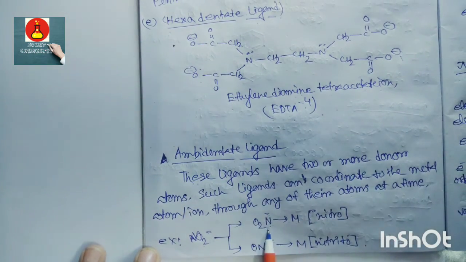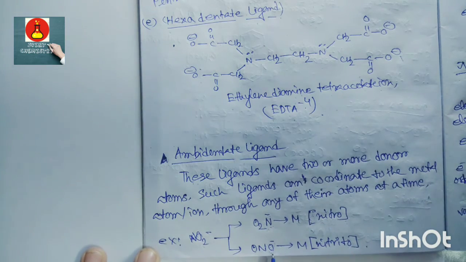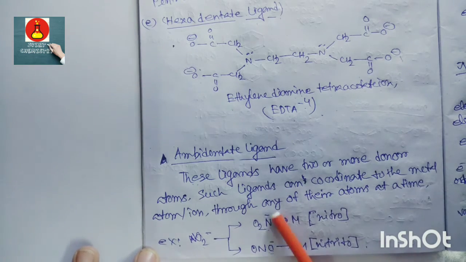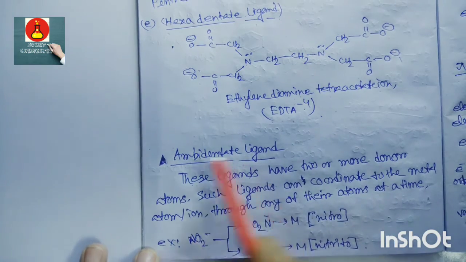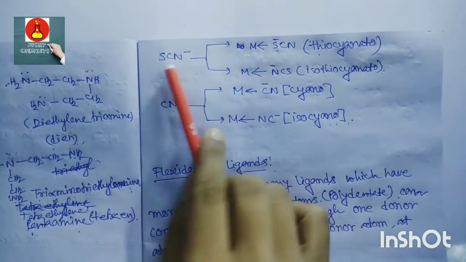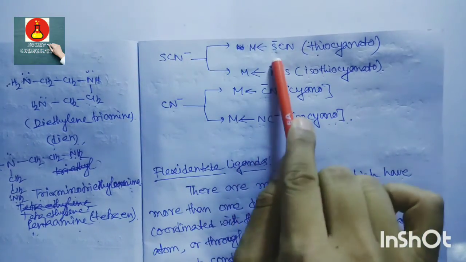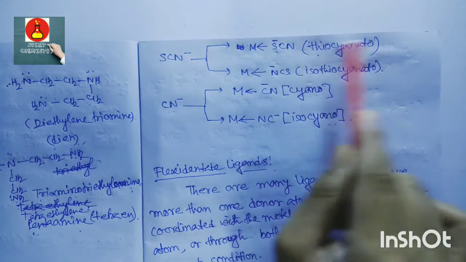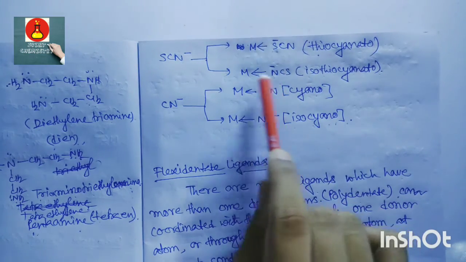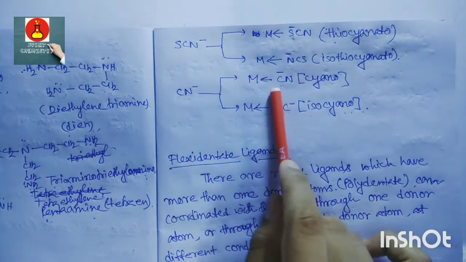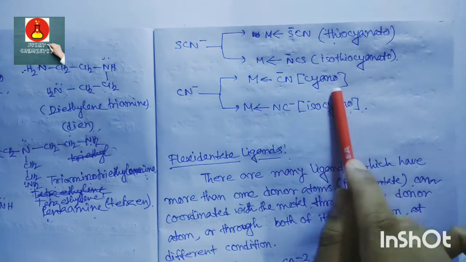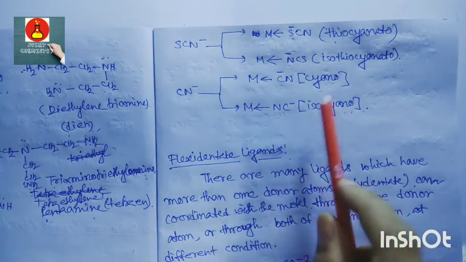When it donates from the N side, it is known as nitro. When it donates from the O side, it is known as nitrito. So these are two different sides, and that's why this is known as an ambidentate ligand. Another example is SCN minus. When it donates from the sulfur side, it is thiocyanate. When it donates from the nitrogen side, it is isothiocyanate. In the case of CN minus, when it donates from the C side, it is cyano. When it donates from the N side, it is isocyano.